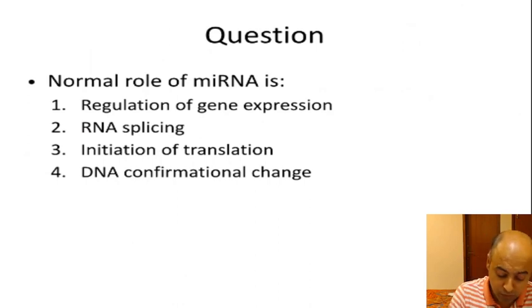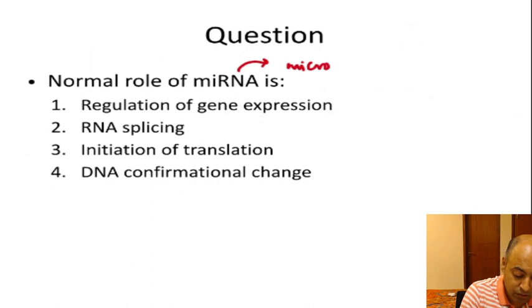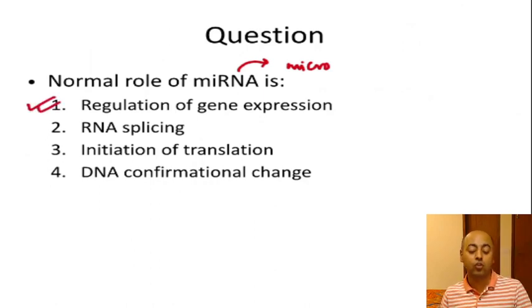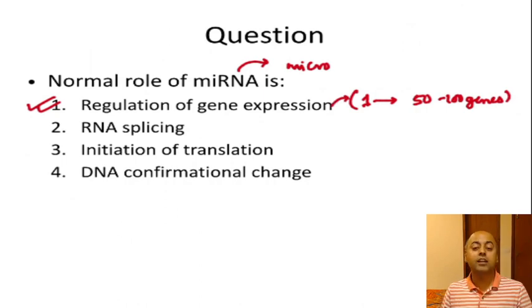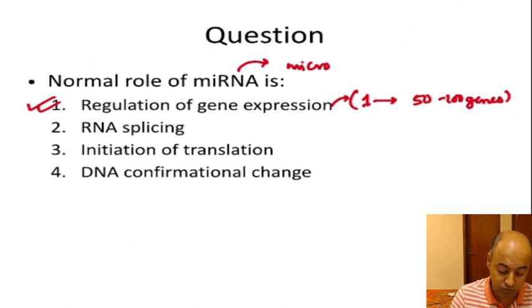Okay, so some additional questions from RNA. The role of the microRNA. MI stands for the microRNA. So here you have to remember the role is regulation of gene expression. The microRNA is a very, very strong regulator of gene expression. One single microRNA is able to regulate the expression of 50 to 100 different genes.